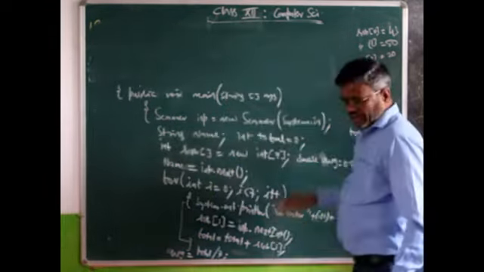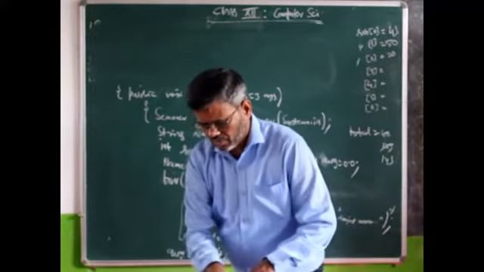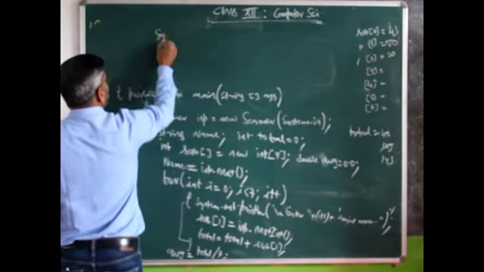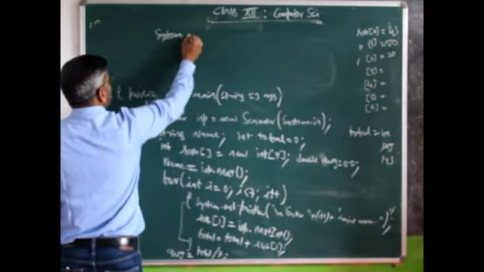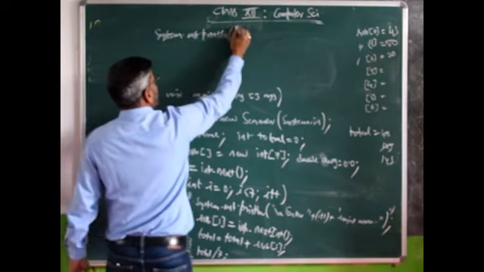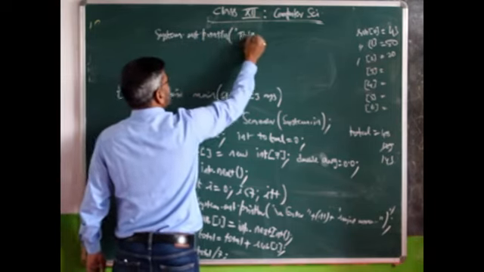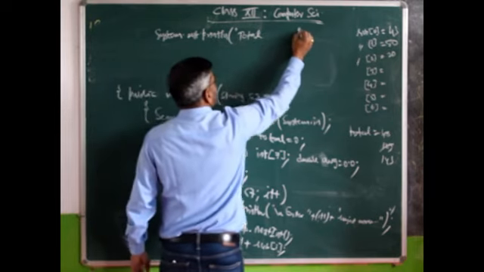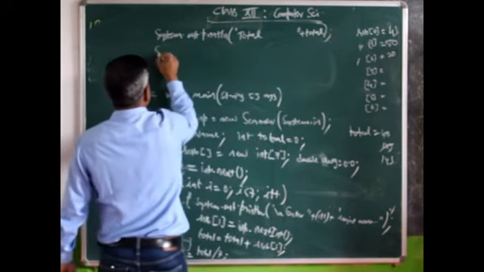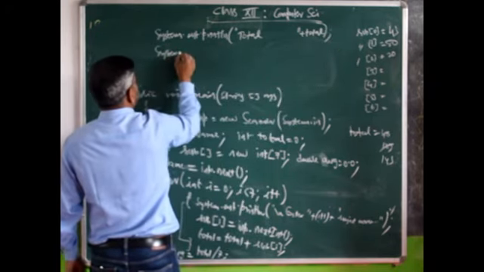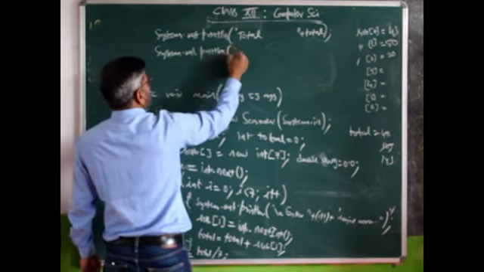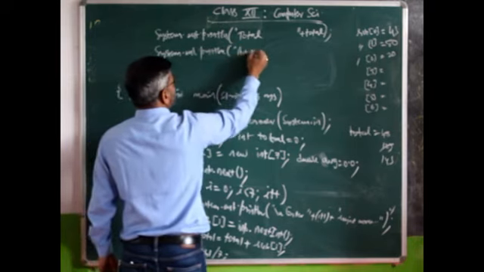So you have the total and average, you display it. You display it. System dot out dot println total. System.out.println average.